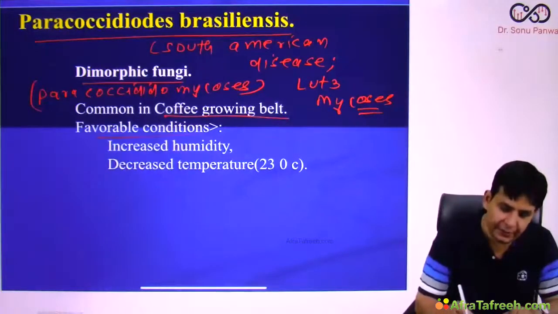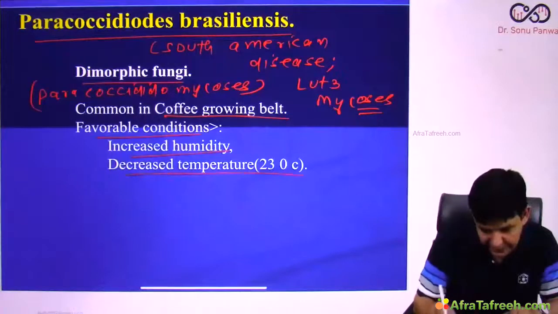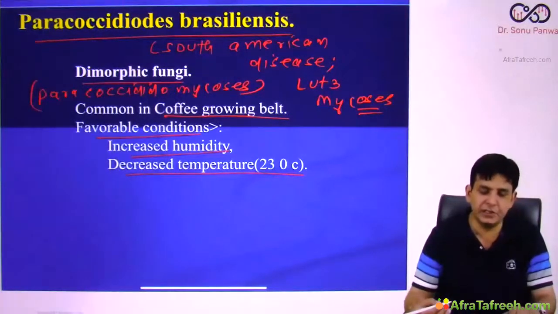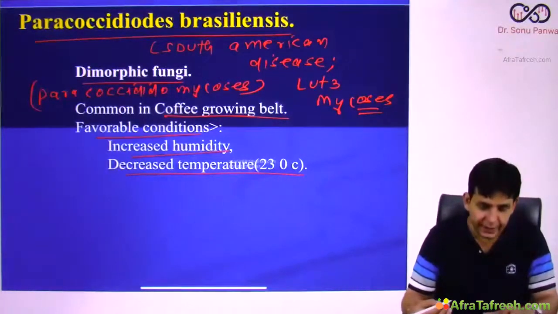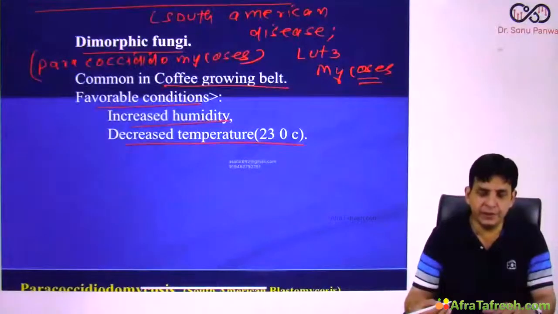Okay, it leads to this disease that is termed as paracoccidioidomycosis, and it is common in the coffee growing belt. Favorable conditions are increased humidity and a decreased temperature of 23 degrees centigrade. These are the conditions in which this particular disease happens, mostly in South America like Brazil and all. Okay, so this particular disease, paracoccidioidomycosis, happens. You need to remember this.